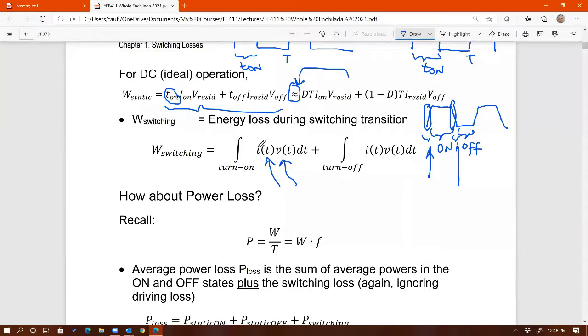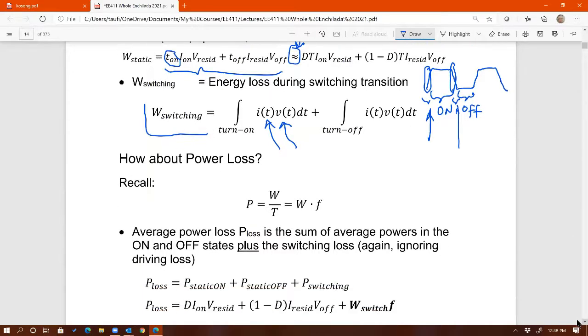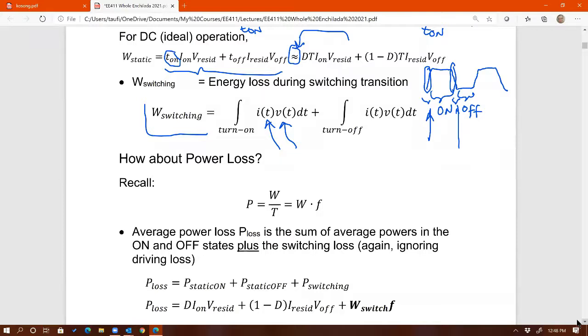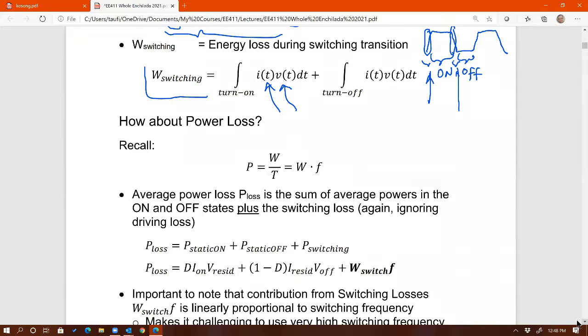Most likely a linear shape. If they are linear shapes, then you have to find those linear equations for the current and the voltage, plug those equations into here, and integrate those equations with respect to turn on time, and you get the energy of that switching during turn on. So again, I'm going to leave it just like this. I'm going to call it W switching. I cannot simplify that because it would depend on the shape of the voltage and current through the switch during the transition times.